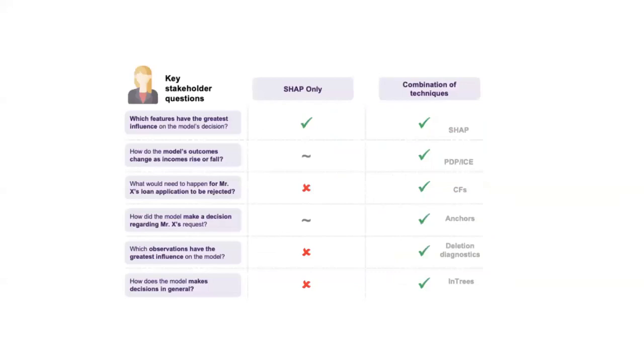So to put things in perspective, SHAP or feature relevance is an interesting approach as a first step in trying to understand how features influence the decision. But as soon as you want to play with other aspects, like looking at the model's change as incomes rise or fall, or looking at an individual and looking for ways in which the application could get rejected, or looking at the decision boundary, different techniques come into play. Okay, and here I've only looked at 6 techniques.